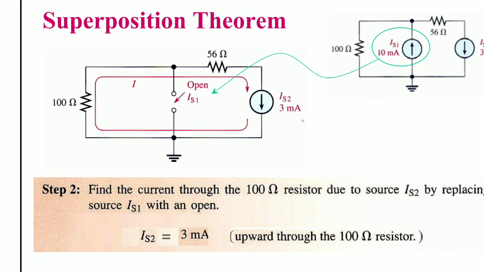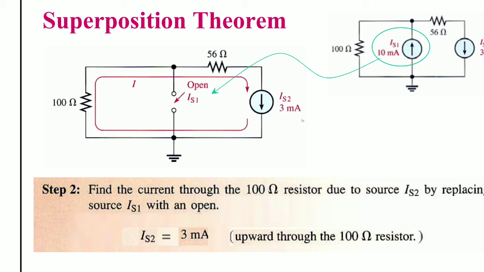Now go for step 2. Deactivate the first source. In this circuit, observe this one. The current from the second source is from downward to upward through the 100 ohms. The second source current is 3 milliamps, going from downward to upward. So the same 3 milliamps goes through the 100 ohms and 56 ohms. So it is opposite to the previous current direction. These two directions are opposite. So, very important, it is upward through the 100 ohm resistance.